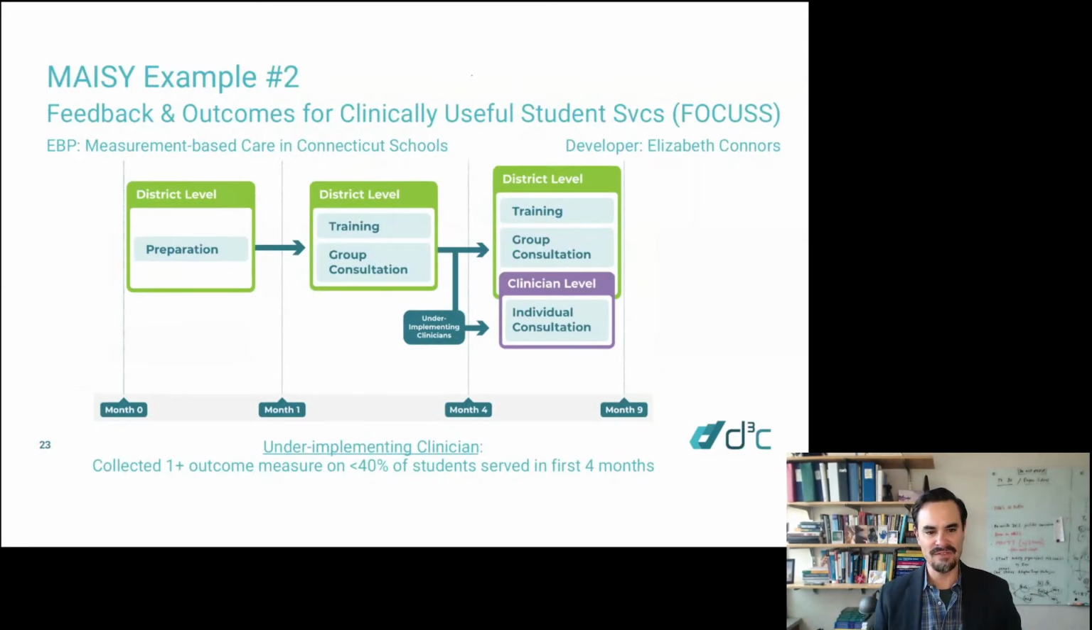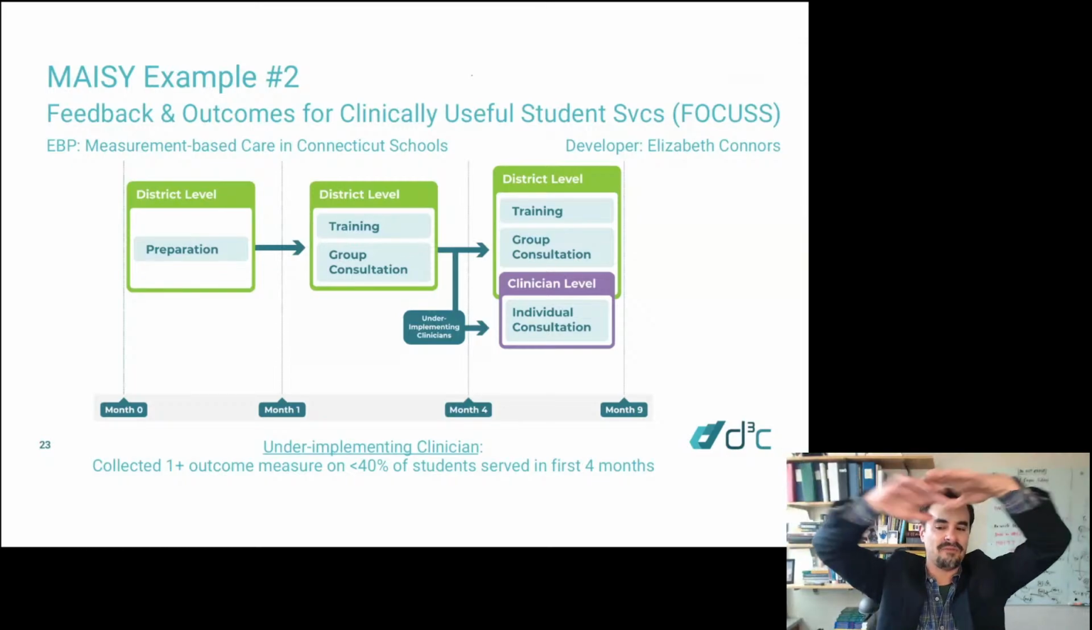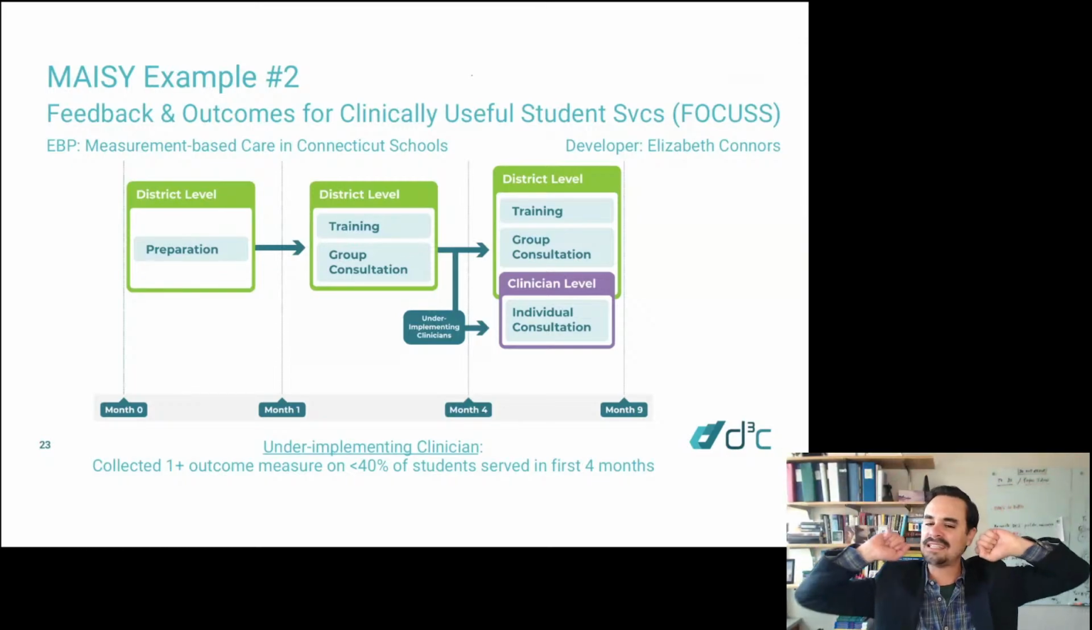I wanted to give you a second example, and this one I'm going to fly through a little faster. This one's actually taking place in Connecticut by a colleague of mine at Yale called Elizabeth Connors. Her goal is to get measurement-based care implemented in schools across Connecticut. She has a MAISY, but it's a little bit different. She's got a district level intervention that's pretty involved, and she doesn't actually go out to the schools.